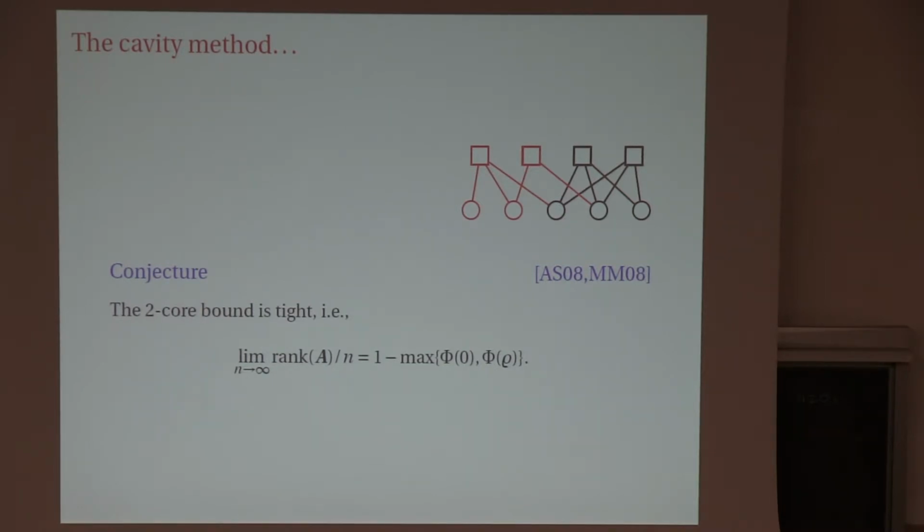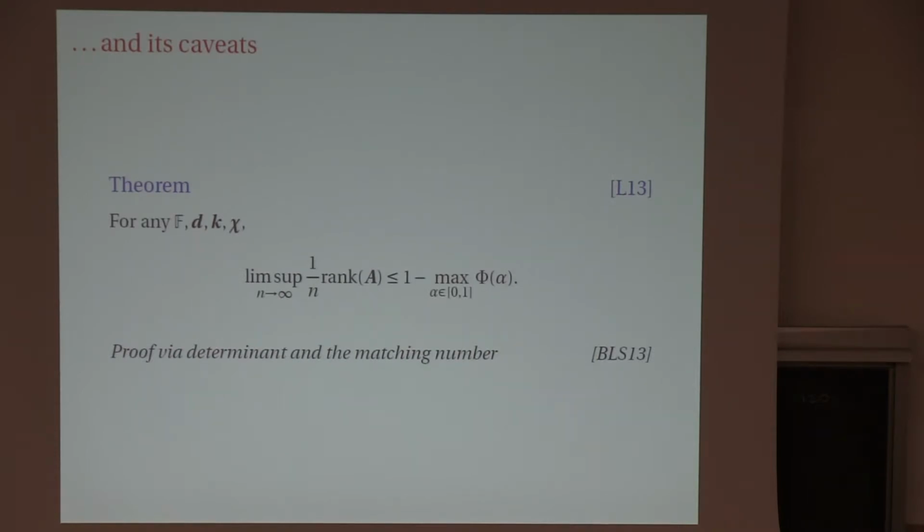And apparently, somebody couldn't quite solve the exercise, namely Marc Lelarge proved another upper bound on the rank. So remember, in the 2-core bound, we had the max of phi of 0 and rho, where rho was the rightmost stationary point. And what Marc proved was that actually you might as well take the max over all of the numbers alpha between 0 and 1. So for the conjecture to be correct, it had better be the case that no matter how you choose d and k, this max is always attained at either 0 or rho. And actually, this proof is not difficult once you know the result on the matching number of random graphs by Bordenave, Lelarge, and Salez from the same year.